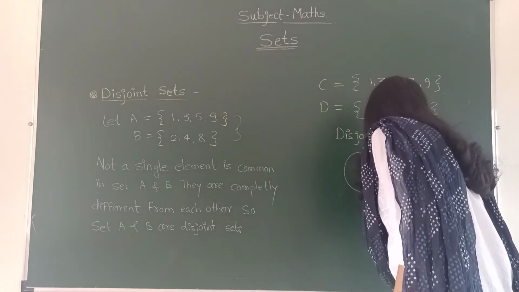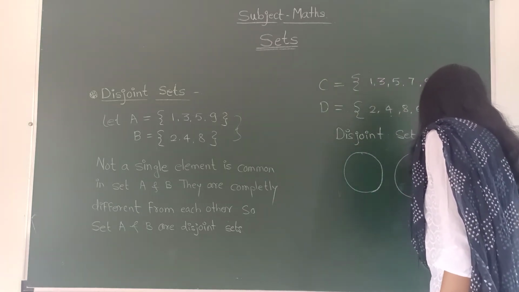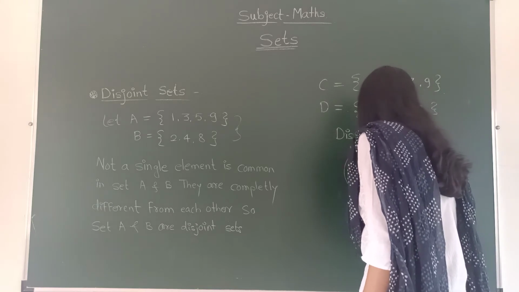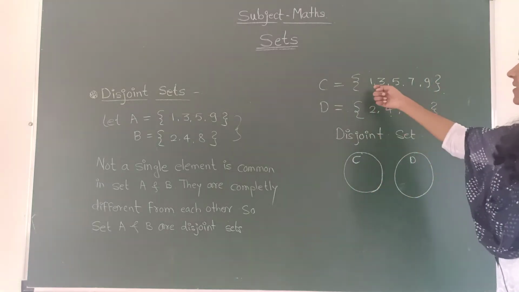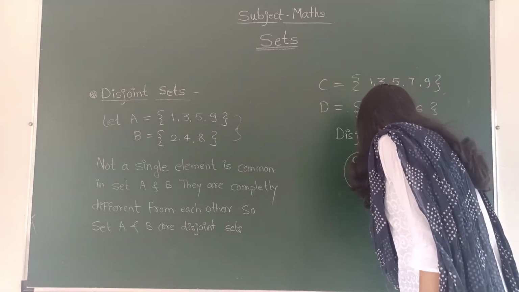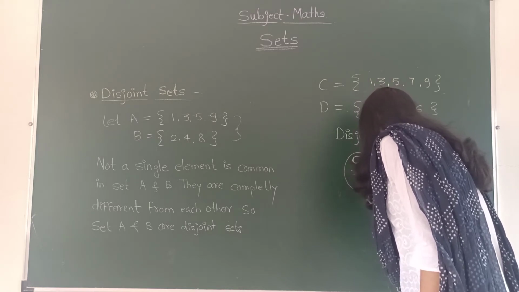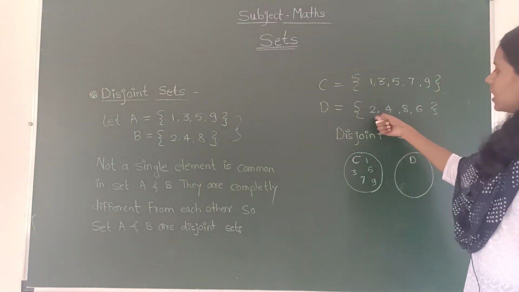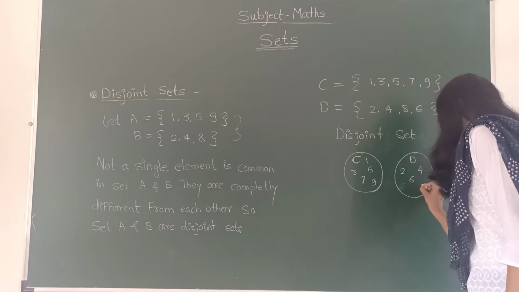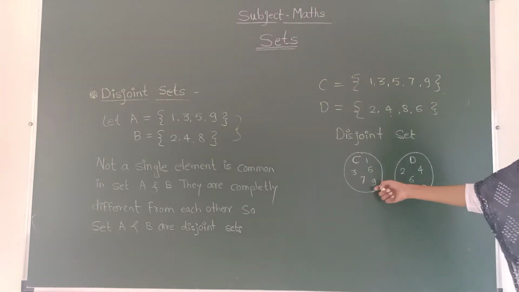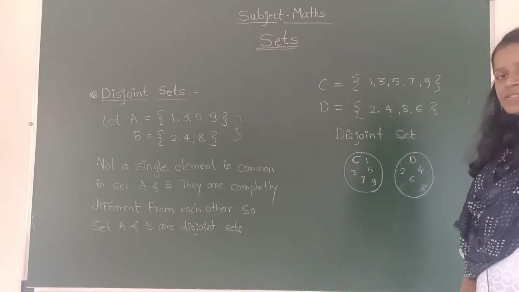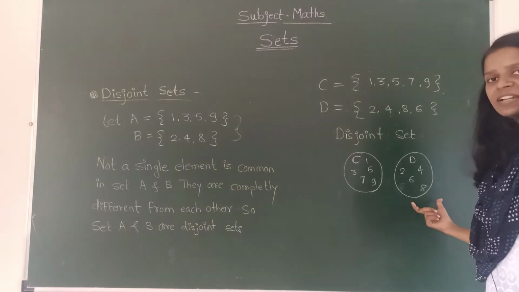See, always remember you have to draw Venn diagrams as closed figures. You can draw any shape, but the diagram must be closed. We will name it as set C and set D. Set C consists elements 1, 3, 5, 7 and 9. And set D consists elements 2, 4, 8 and 6. Got it? In set C and set D, there is no single common element in between these two sets. So we have shown these two sets separately.